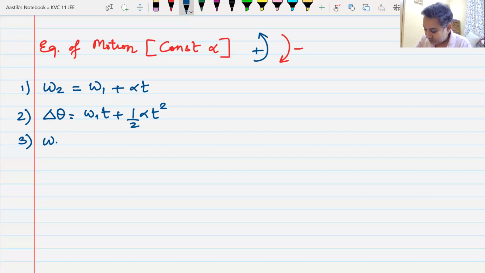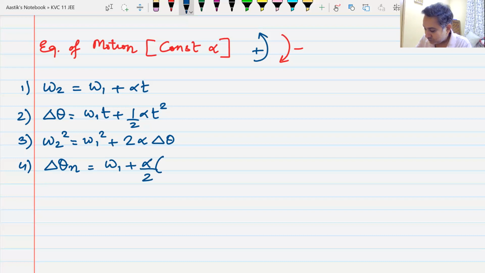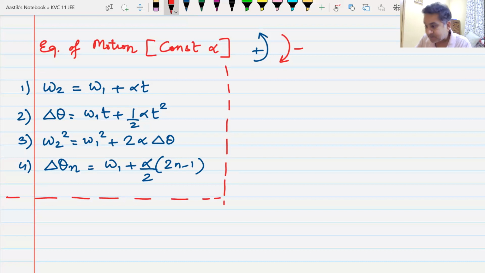What is the third equation? Omega 2 square will be equal to omega 1 square plus 2 times alpha into delta theta. Do we understand this? Yes or no? What is the fourth equation? The fourth equation is angular displacement in the nth second, which will be omega 1 plus alpha by 2 into 2n minus 1. Do we understand this? It is exactly similar to what we had done in the previous thing.